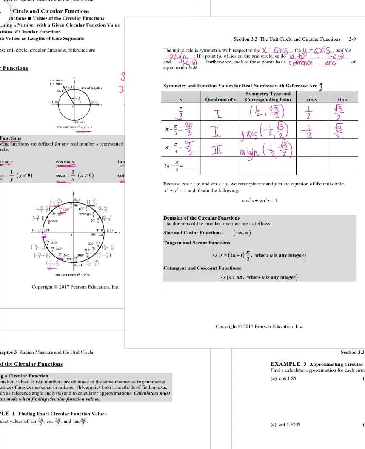Cosine of s is defined to be the x value, so that's -1/2. Sine of s is the y, so that's -√3/2.